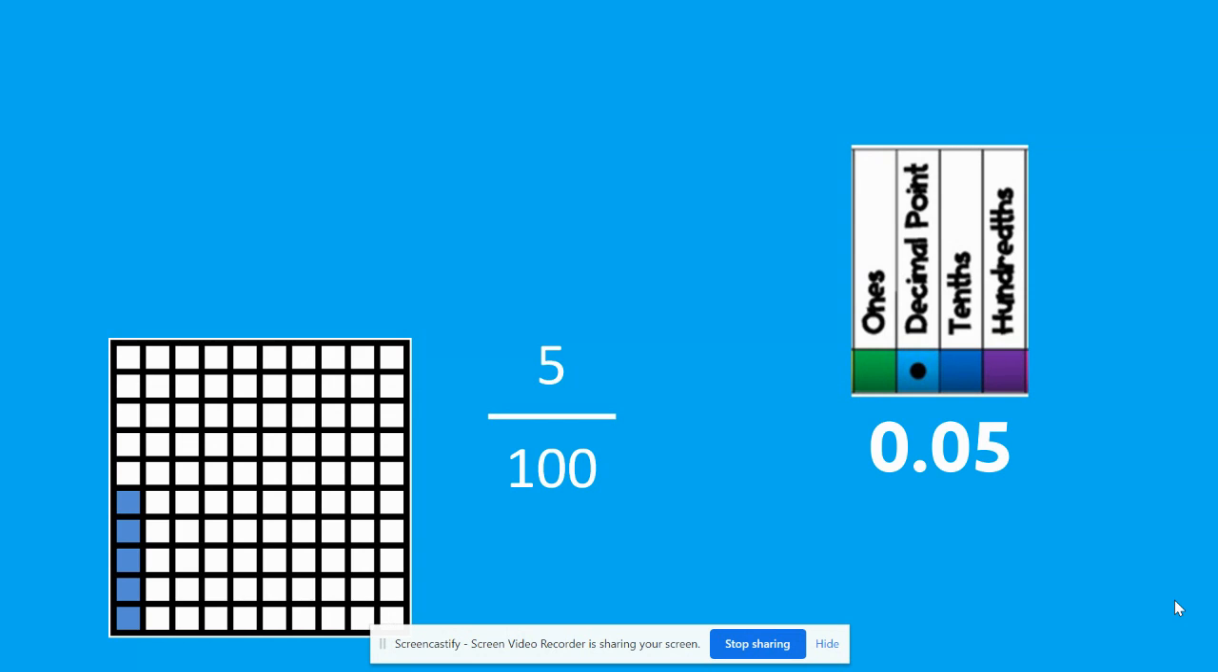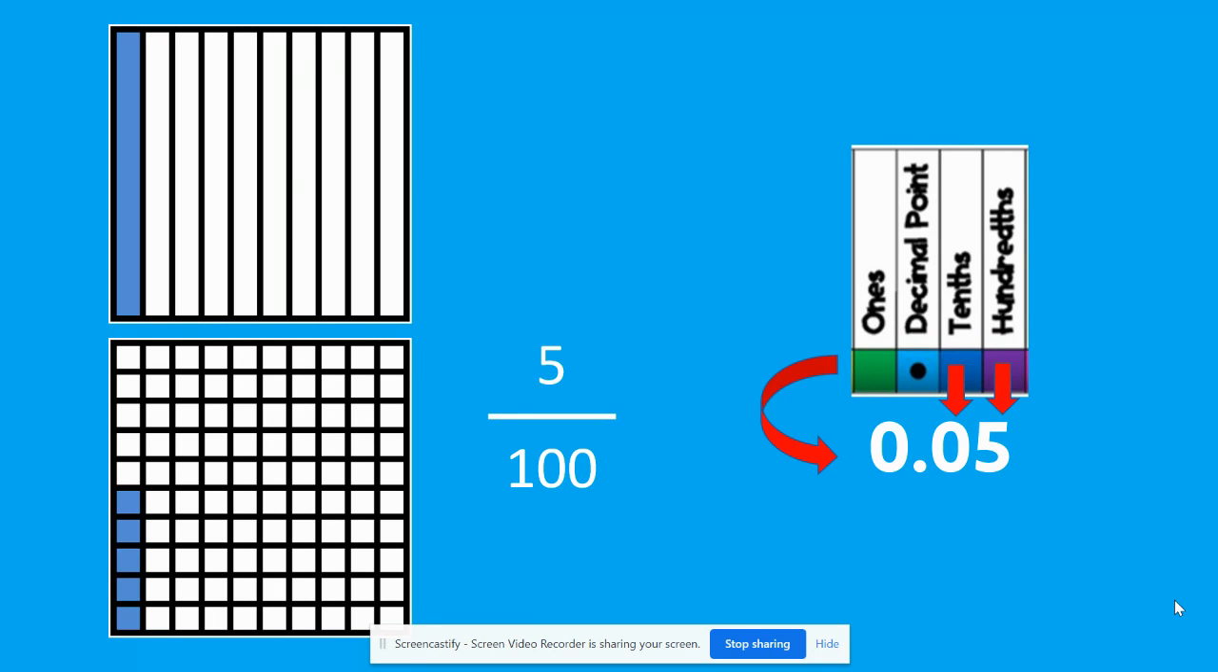So again, I have nothing in my ones place. I have a decimal point separating my whole numbers from my fractions. But if I look at my tenths, I don't have any. I don't even have 1/10. It's a pretty small amount that I have. So I need to write that 5 in the hundredths place because I only have 5 hundredths. So let's really look at that.